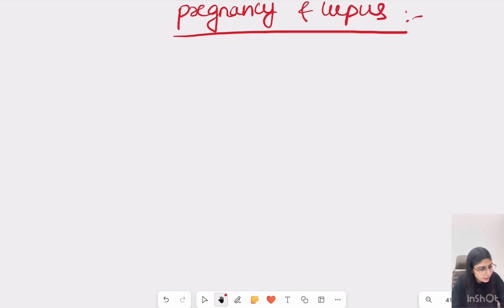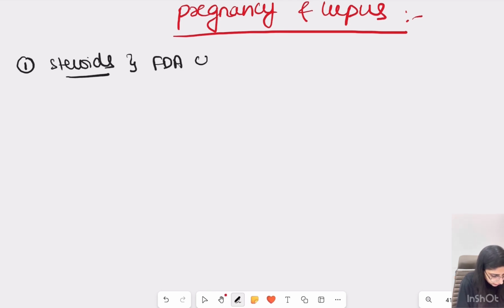So one question that comes to everybody's mind is, if the patient is pregnant and having features of SLE, what do you do? What are the medications that you can give? So let's talk about all the medicines of SLE. Number one, steroids. Now, steroids are something that are FDA category A, which means they are not teratogenic, especially in second and third trimester, right?